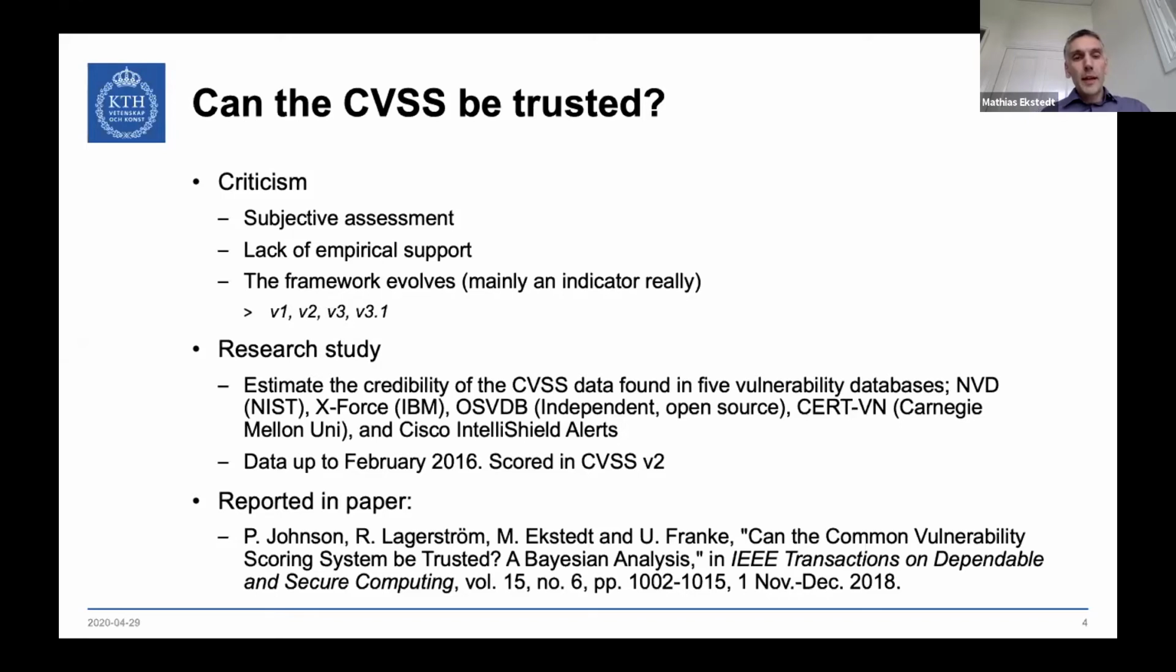So the study per se that we did, we were looking into five bigger vulnerability databases. So the NVD, as already introduced, IBM's X-Force, the OSVDB, Carnegie Mellon's CERT-VN, and also Cisco's vulnerability database. I should also mention here that in the study we used data up until February 2016, and at that time most of the data was in CVSS version 2. So all of the data and all of the results we get here are based on version 2 of CVSS.